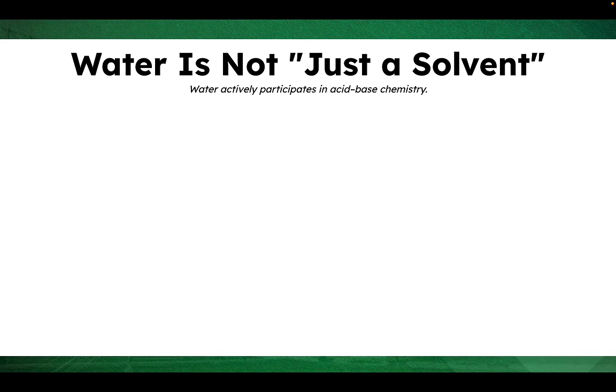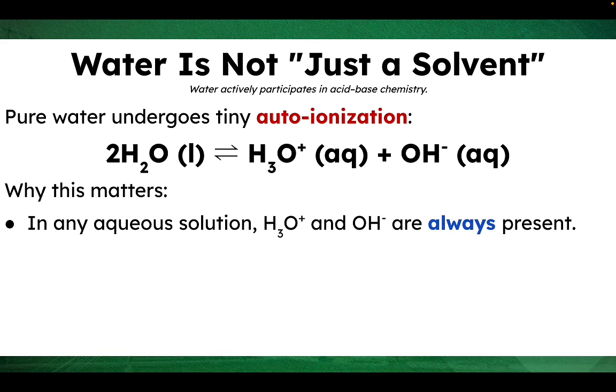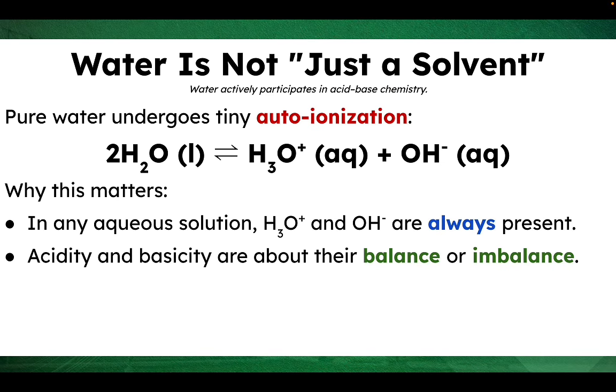One important molecule is water. Water participates in acid-base chemistry all the time. Pure water undergoes small ionization, meaning almost always water stays as water, and a small amount becomes hydronium ion and hydroxide ion. So this matters because in any aqueous solution, hydronium ion and hydroxide ions are always present. And you should remember that acidity and basicity are always about their balance or imbalance. For example, if you have more hydronium ion, the solution is more acidic. If you have more hydroxide ion, it is more basic.